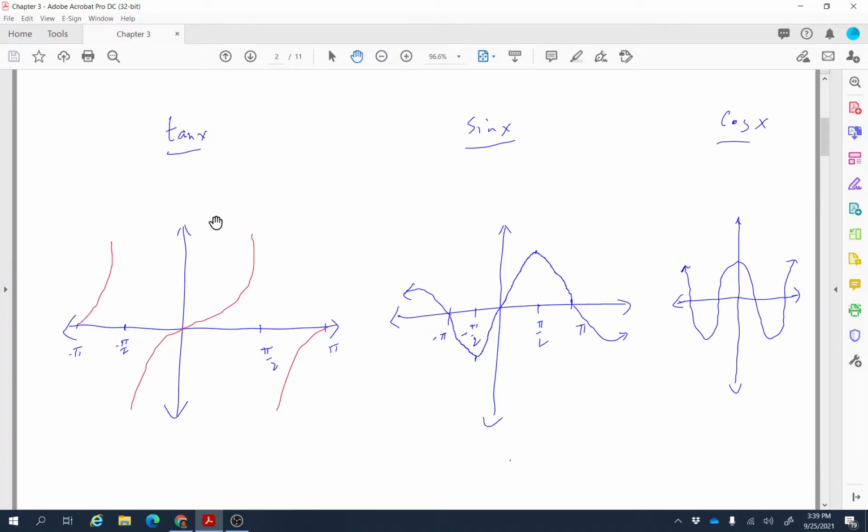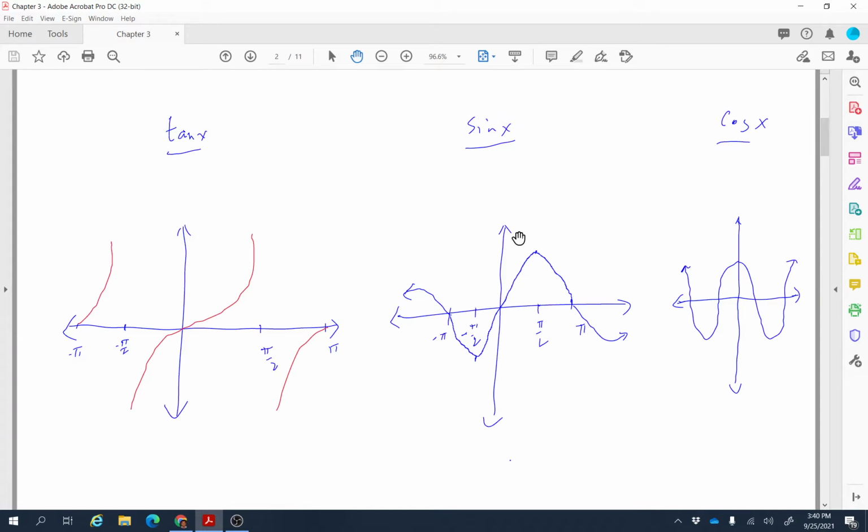Okay. To define the inverse of these trigonometric functions, we have to restrict our domain, because an inverse is only possible if the function is one-to-one. So to define the inverse of the tangent function, we are going to restrict our domain from negative pi over 2 to positive pi over 2. That's how you know it will be a one-to-one function. And then we can define the inverse tangent function.